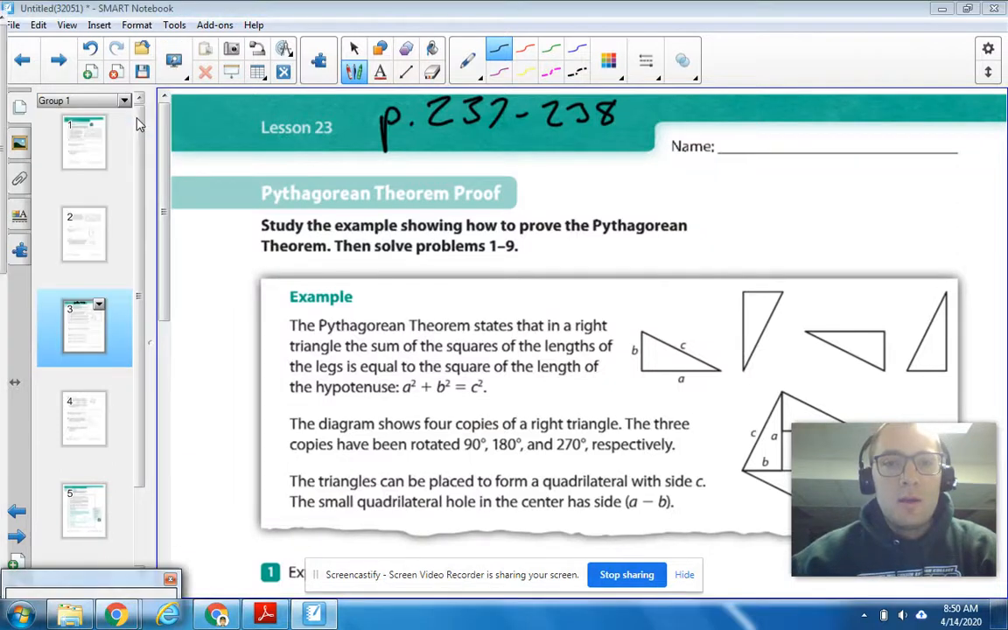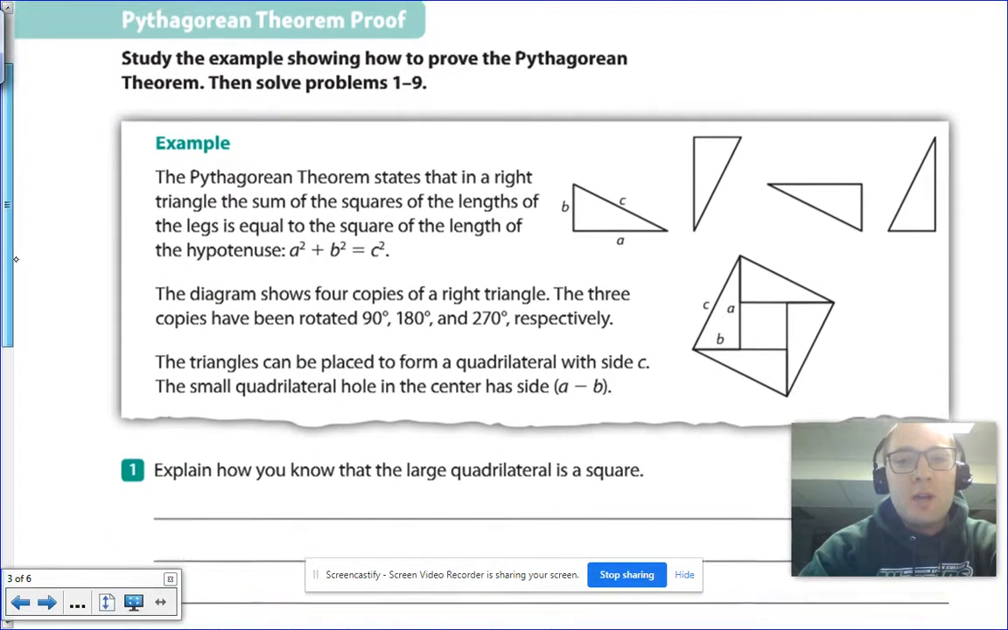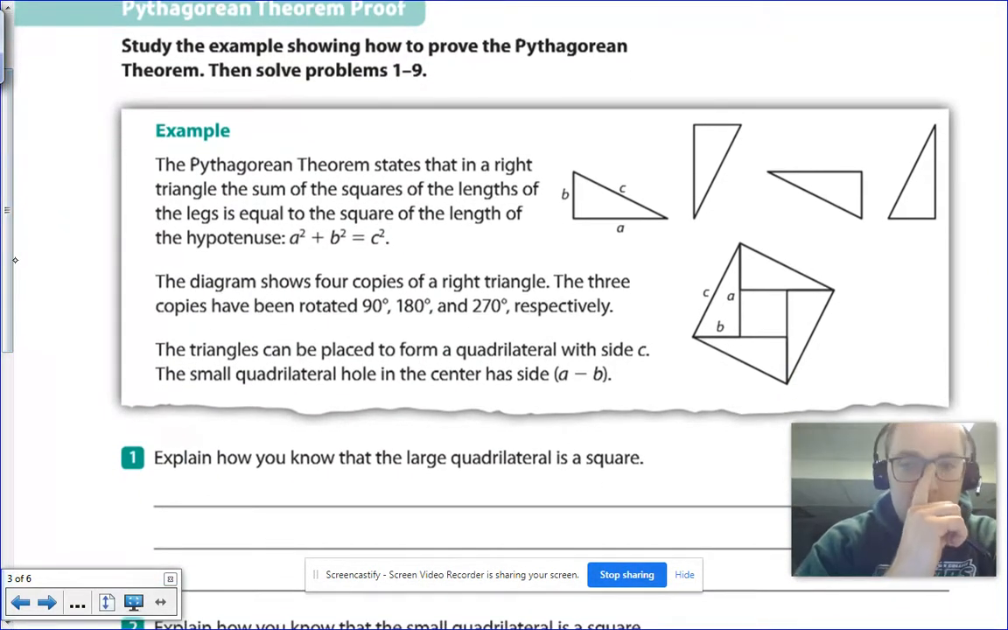Hey everybody, quick homework help video here for page 237, 238. This is section 20, lesson 23, sections 1 and 2 combined here for the homework. So let's go through the first page, but it all starts with this example at the very top.